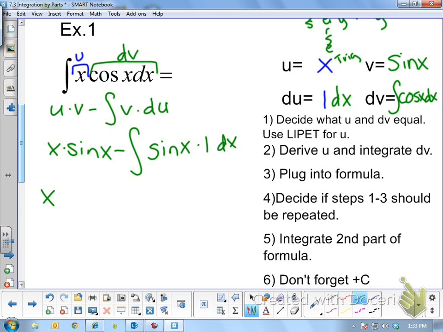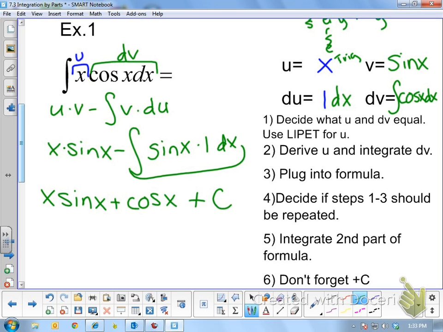What's the integral of sine x? Negative cosine. Negative cosine, but we were minusing, so positive. Negative negative makes positive. So sometimes we may have to repeat steps 1 through 3. Sometimes maybe we are left with a product of two variables again, and we'd have to take just this second piece and do this whole steps 1 through 3 again. But in this case, we got an integral we could just integrate immediately. And now we do not forget plus c.